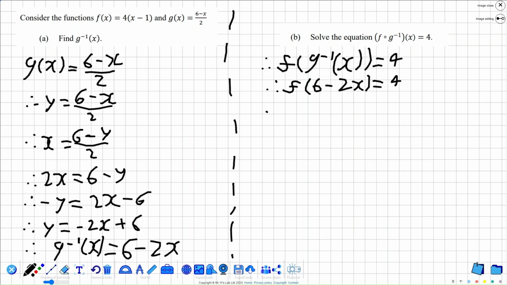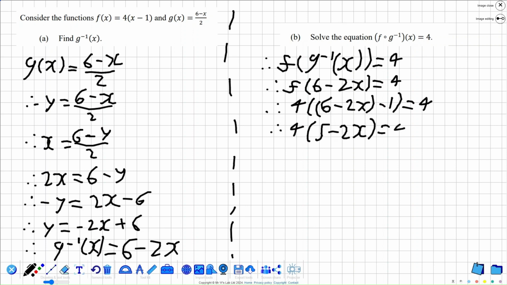And now we can add in the value for f. So we can say 4 double bracket, because f of x is a bracket, 6 minus 2x minus 1 equals 4, and then we can evaluate this as 5 minus 2x equals 4. And then to make it easier for me, I can move this 4 over there. So instead of multiply, we can do divide. So we can say 5 minus 2x equals 1, which is heaps easier.